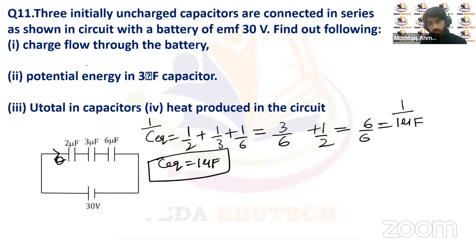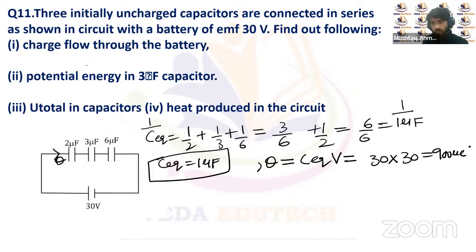The charge supplied by this battery will be Q, that will be C equivalent multiplied by the potential difference of this battery, that's 30 volts. So 900 microcoulombs. This will be the charge supplied by this battery. So this much of charge will be supplied by this battery.